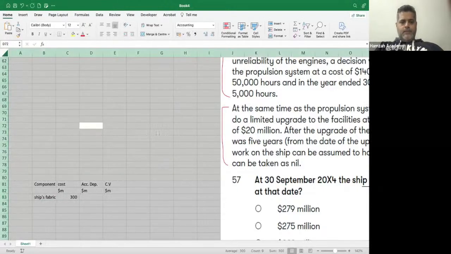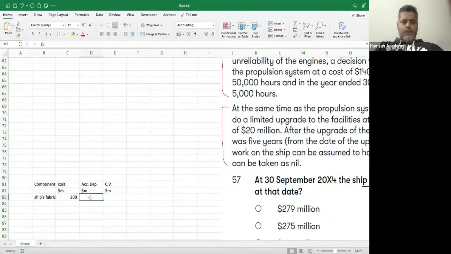Okay, let me just set it up. The cost is 300 million. The ship is now 8 years old and the total life is 25 years. So this is going to be 300 divided by 25 into 8.